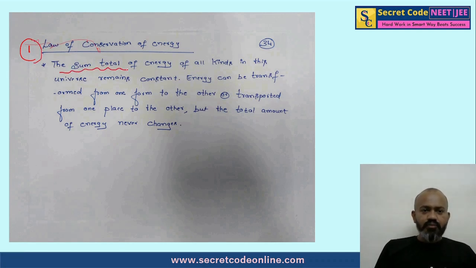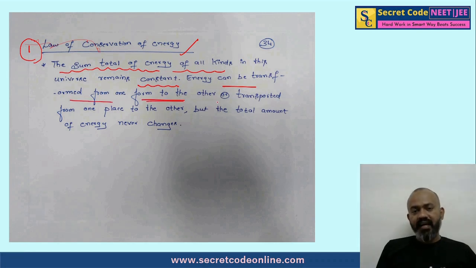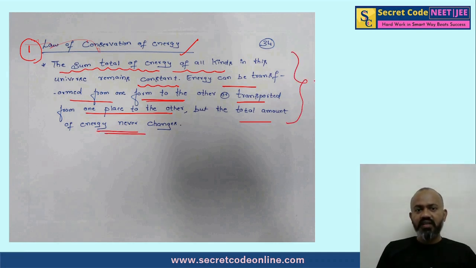It tells that the sum total of energy of all kinds in this universe remains constant. That means energy will remain constant, and energy can be transformed from one form to another, or it can be transported from one place to another, but the total amount of energy never changes. This is what the law of conservation of energy tells.